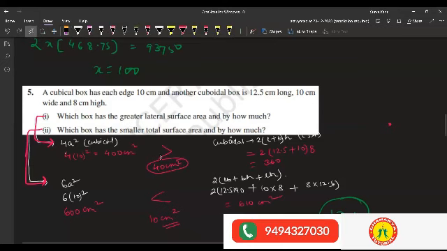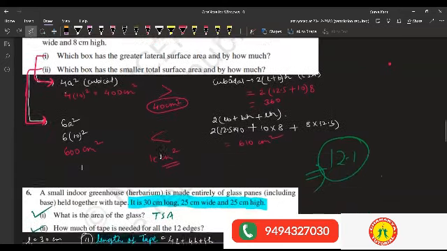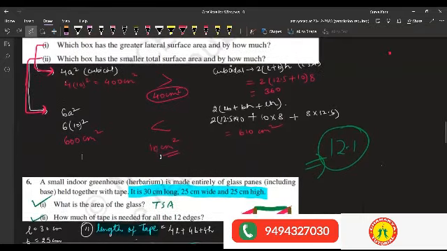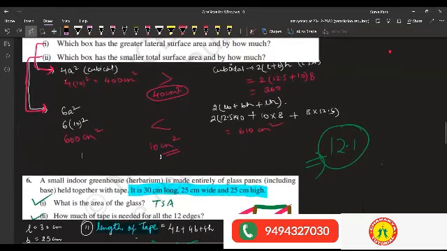Moving to the next question. So this is a very interesting question. Try to understand. One greenhouse herbarium is there, made entirely of glass panes, including the base, held together with tape. It is 30 centimeter long, 25 centimeter wide, and 25 centimeter high. LBH is given. Okay. So what is the area of the glass?